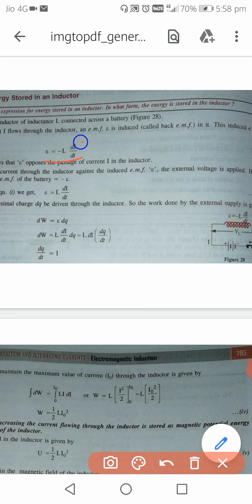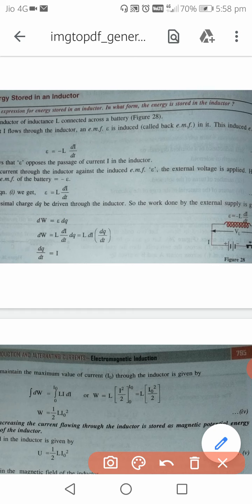Suppose initially di current is developed in this coil. As a result, the induced EMF related to the coil will be this much. Now suppose again we want to give some more charge to this. How much charge? dq charge. So if we want to give dq charge against E, we have to do some amount of work.